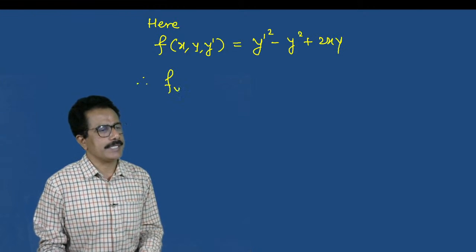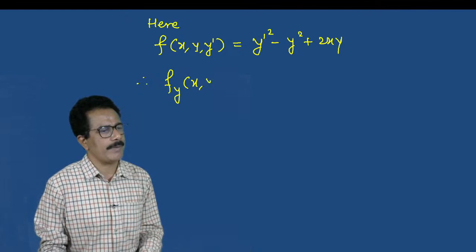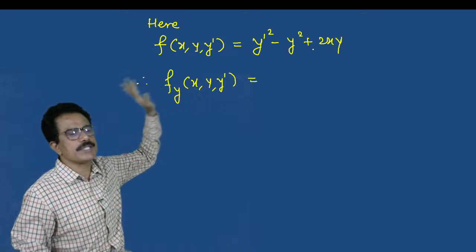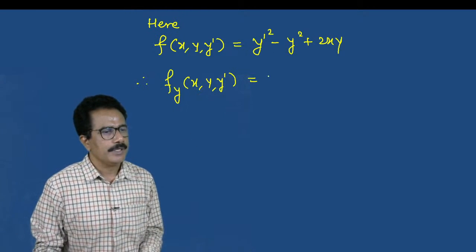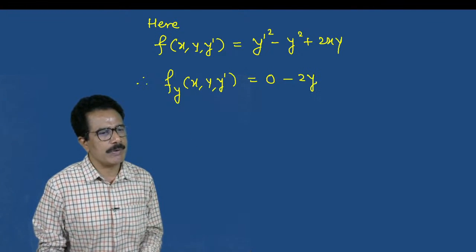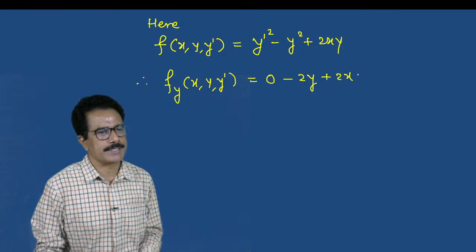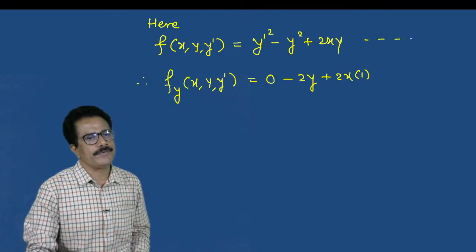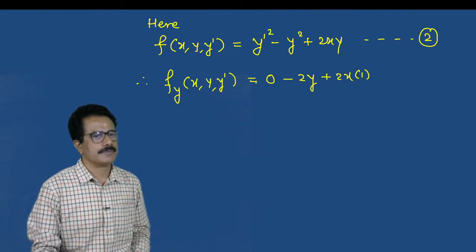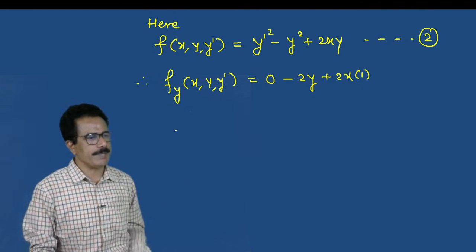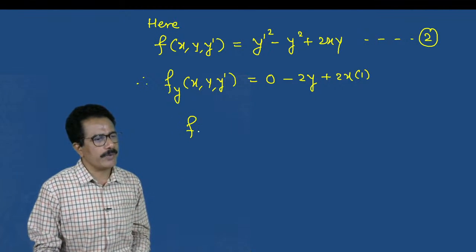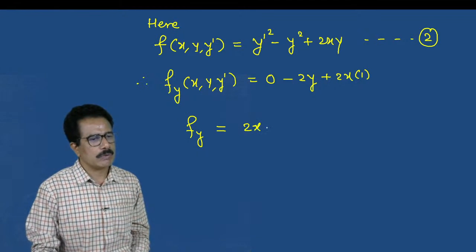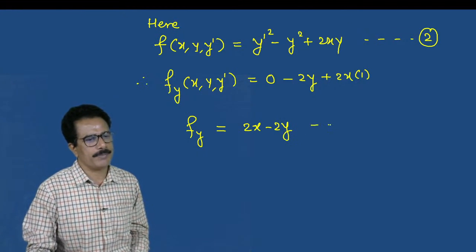So we can write f suffix y of x comma y dash is equal to, now differentiate this with respect to y partially. So 0 minus 2y plus 2x into y चा derivative with respect to y is 1. Suppose if we consider this as 2. Differentiate partially with respect to y. So we can write simply fy is equal to 2x minus 2y. Suppose this is just 3.